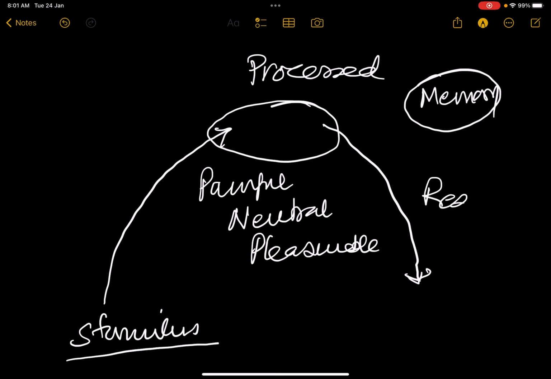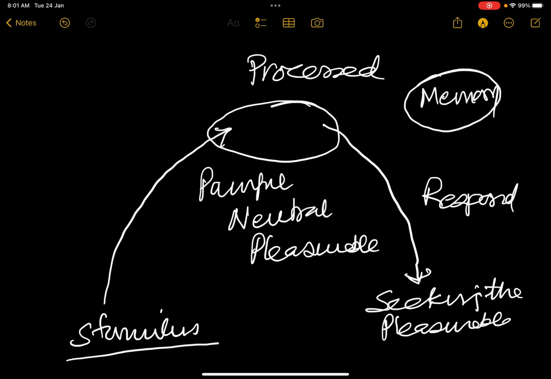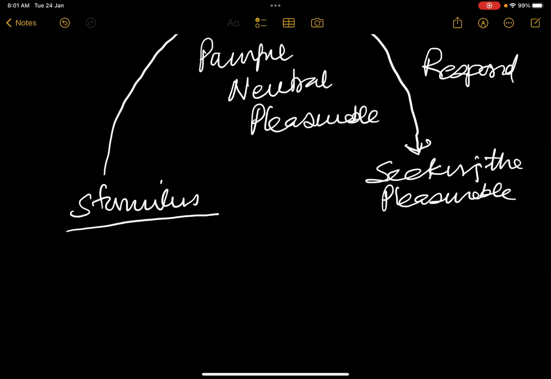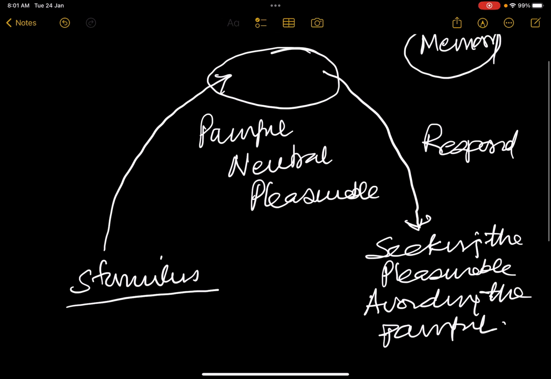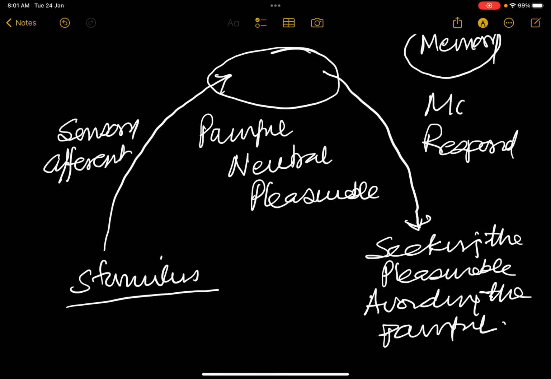You respond to it by seeking the pleasurable and avoiding the painful. And this you continue to do from birth to death. So, this perception of the stimulus is by what is called the afferent system or the sensory system. And the efferent is the motor system.